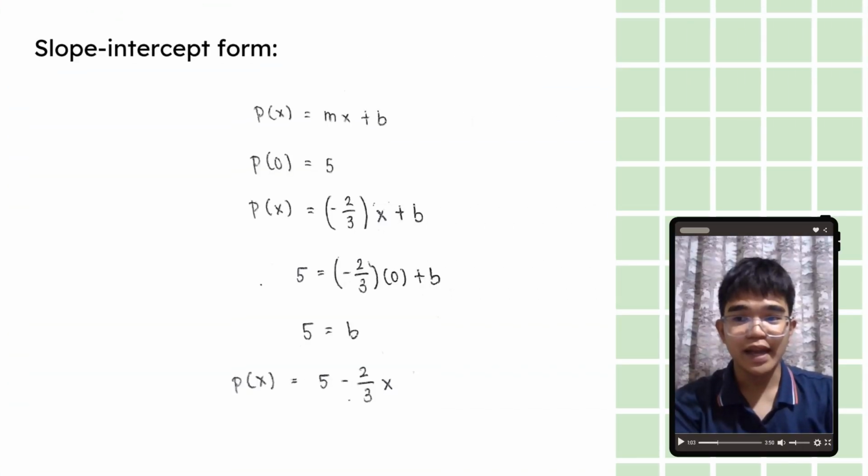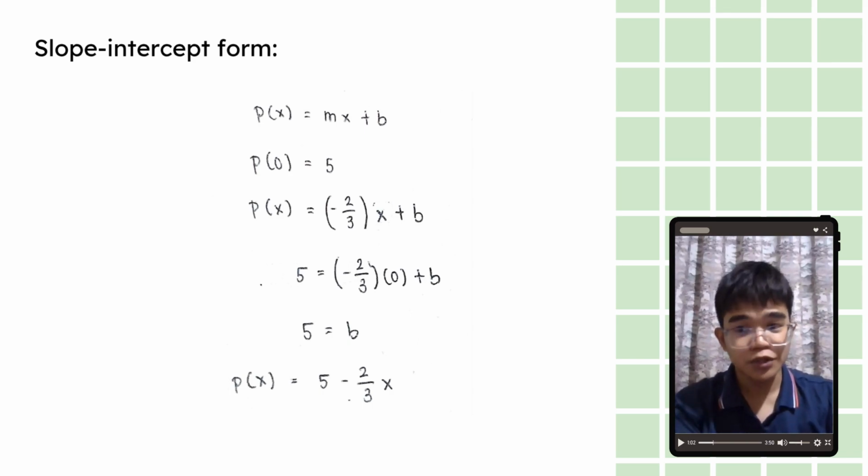Next, we utilize the slope-intercept form. That is, p of x equals mx plus b, and note that the left end of the rod is (0, 5), so we have p of 0 equals 5. Now we substitute. We have p of x equals negative 2 over 3 times x plus b. Note also that our m is equal to negative 2 over 3. Then we substitute again: 5 equals negative 2 over 3 times 0 plus b. Simplify, we have 5 equals b. Therefore, our p of x is 5 minus 2 over 3 x.